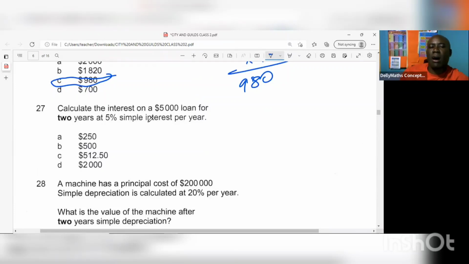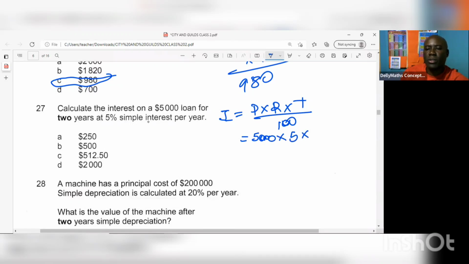Calculate the interest on a $5,000 loan for 2 years at 5% per annum. So we are saying simple interest is equal to P times R times T over 100. So we are talking 5,000 times 5% times 2 years over 100, these cancel. So basically this is 50 times 10, that's 500 for the answer right there.